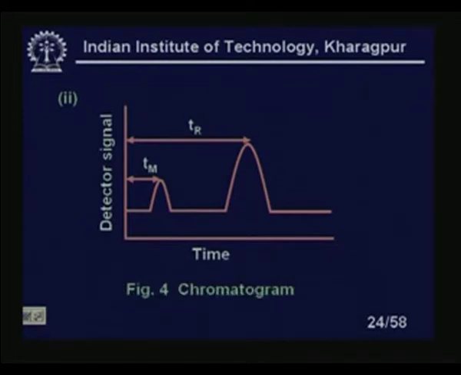You see, here is the chromatogram we are talking about, the plot. Here is the detected signal. On the x axis we are plotting time. You see the retention time, this is the time after injection. When it elutes, Tm comes first, then Tr comes, with a peak. So, these are the two peaks. This type of plot is called a chromatogram in the case of gas chromatography.